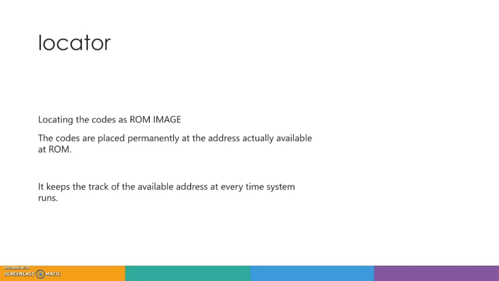Finding the address is done with the help of a locator, and it also keeps track of available addresses at all times. So the main function of a locator is to locate available addresses on the ROM space. Some space of the ROM will be consumed, and some addresses of the ROM will be available. So the function of the locator is to locate the available addresses on the ROM.